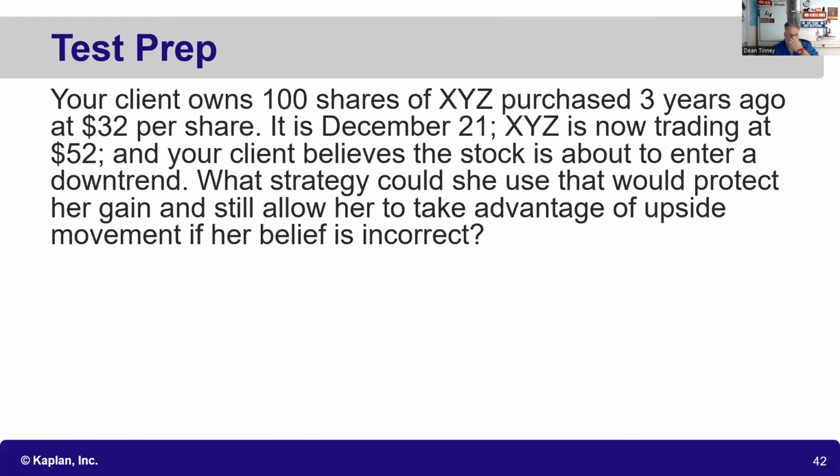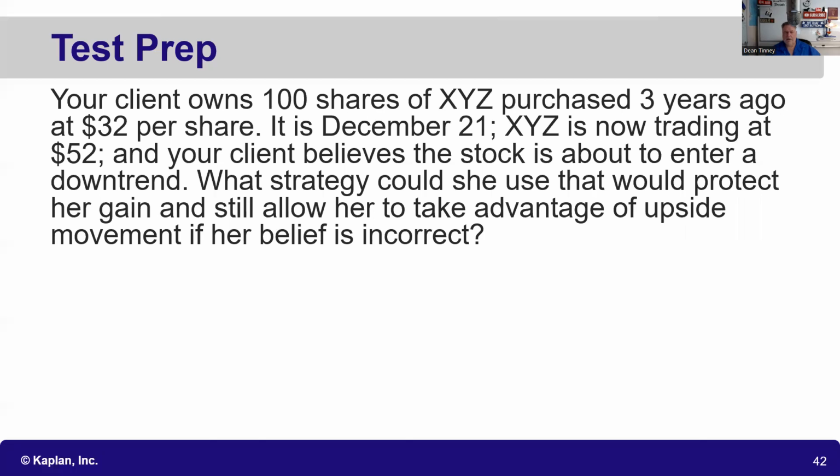Your client owns 100 shares of XYZ purchased 3 years ago at 32. It's December 21st. XYZ is now trading at 52. Looks pretty good. Your client believes the stock is about to enter a downtrend. What strategy could she use to protect her gain and still allow her to take advantage of the upside movement if her belief is incorrect?